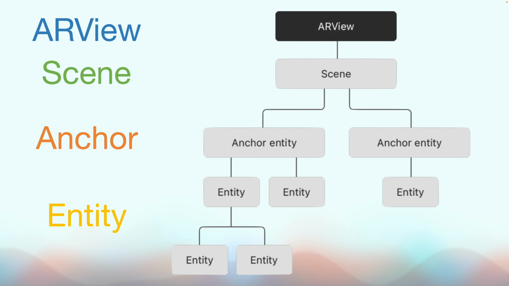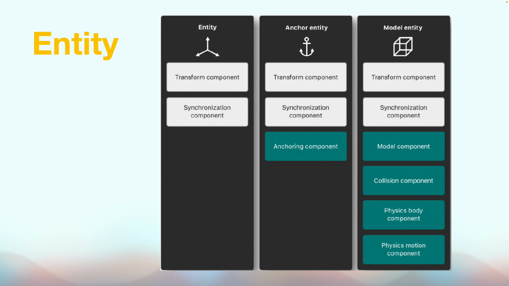So this is a bigger image of the stuff we talked about. We talked about AR view, and the next part is entity. So what does an entity do? Entities are the 3D objects or 3D experiences, combined with their physics, their materials, and other stuff, and eventually what we will see in the entire system. The most basic entity has a transform component and synchronization components. Anchors have the anchoring component, and model entity has some more features added, but we'll not be demoing that today.